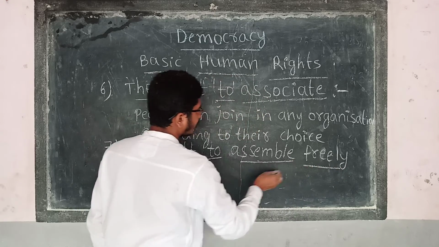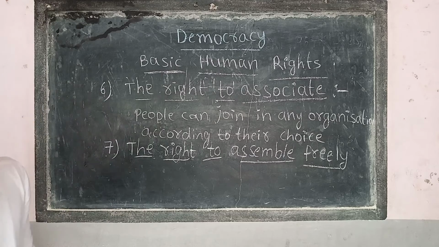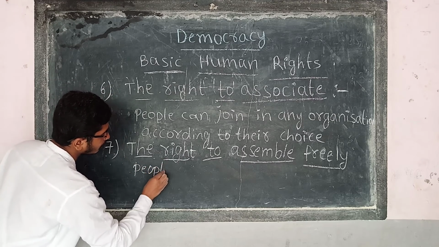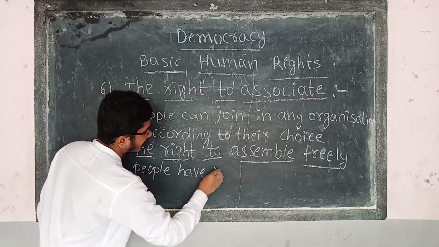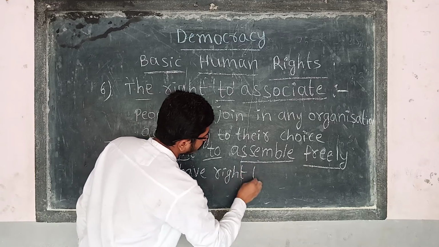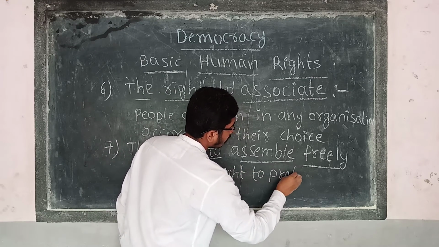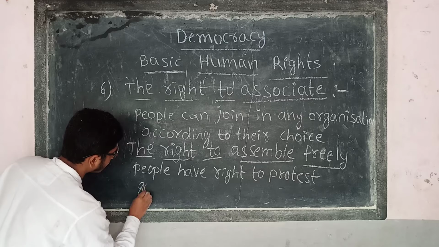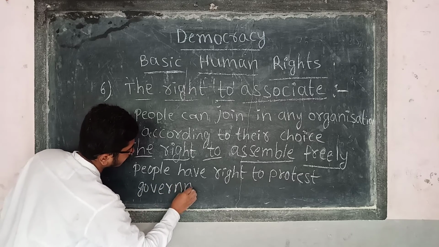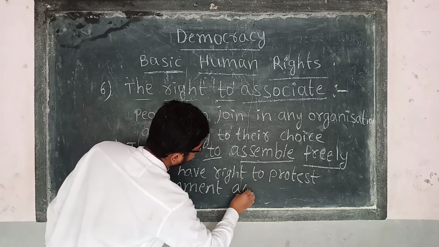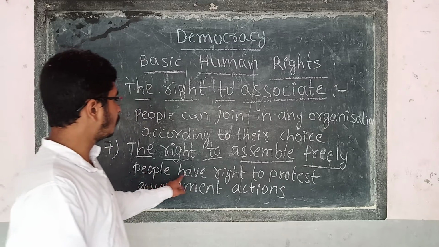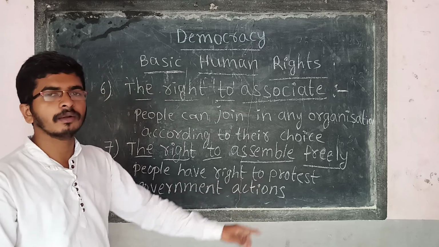The right to assemble freely means you have a right to protest. You have the right to protest government actions. So people have the right to protest government actions. Here I am writing, so you can continue here. Government actions. So now people have the right to protest government actions.